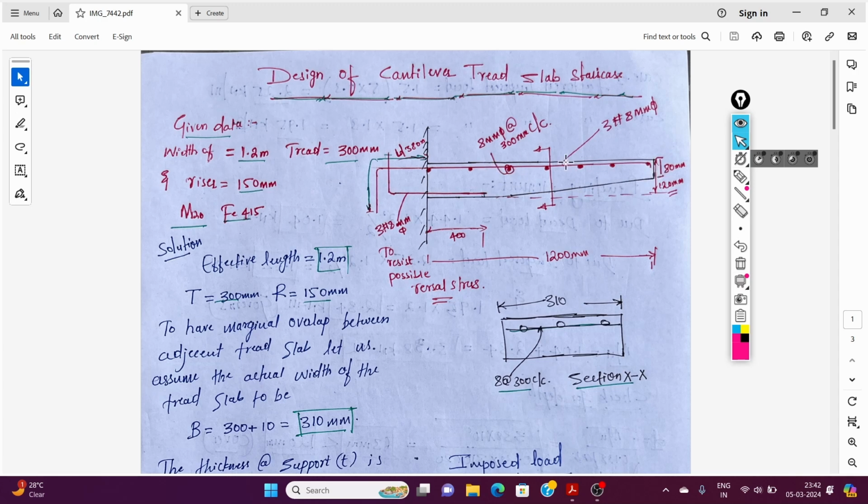Here 3 of 8 mm diameter bars are the main bars, and these are 8 mm diameter bars at 300 mm center to center for distribution steel. In case of earthquake, this is the Ld, 380 mm. If an earthquake event happens, reversible stresses will occur. To resist those stresses, we need to provide extra bottom steel, for which we are providing 3 of 8 mm diameter bars.